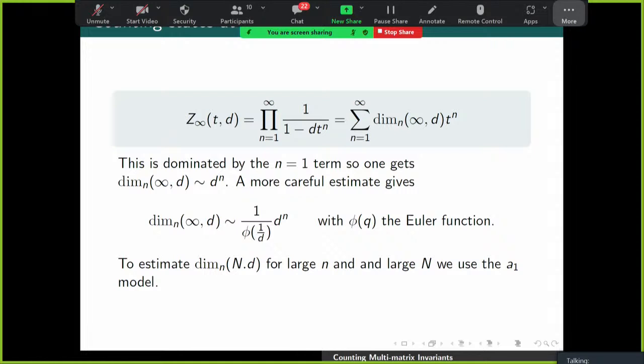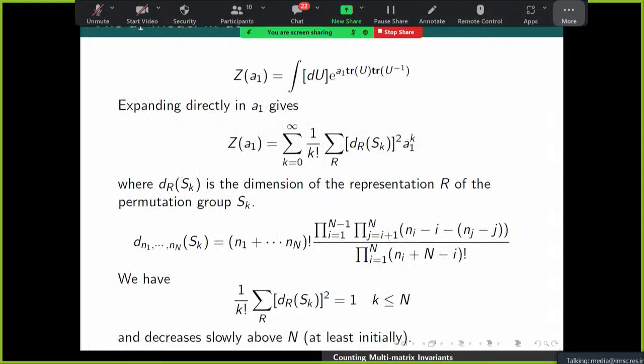for large n, we can still use the A1 model, because the transition is occurring at t equal to 1 over d, and d is 2 or greater. So we can get a reasonable estimate of what's going on at finite n by focusing on the A1 model.